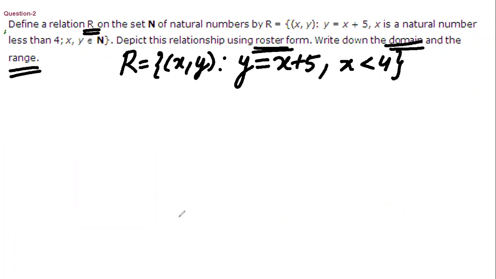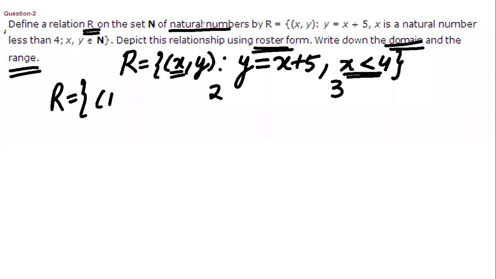You all are unmuted. So what is the relation? What input should I give to it? Ma'am, 1, 2 and 3. Yes, 1, 2 and 3, because the value of x is less than 4. So according to it, if the value of x is less than 4, it means 1 to 3. Why not 0? Because it belongs to natural numbers.